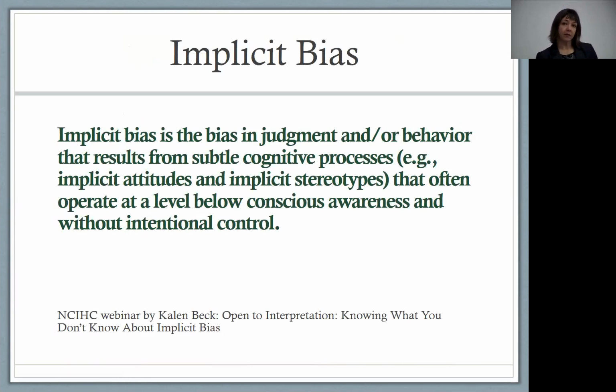Implicit bias is something that people talk about a lot. It's basically bias that a lot of times you're not even aware of. And it can be a lot more dangerous than explicit bias, because usually we're aware of those. So implicit bias is something that you're not quite aware of, and you often don't have control over it.